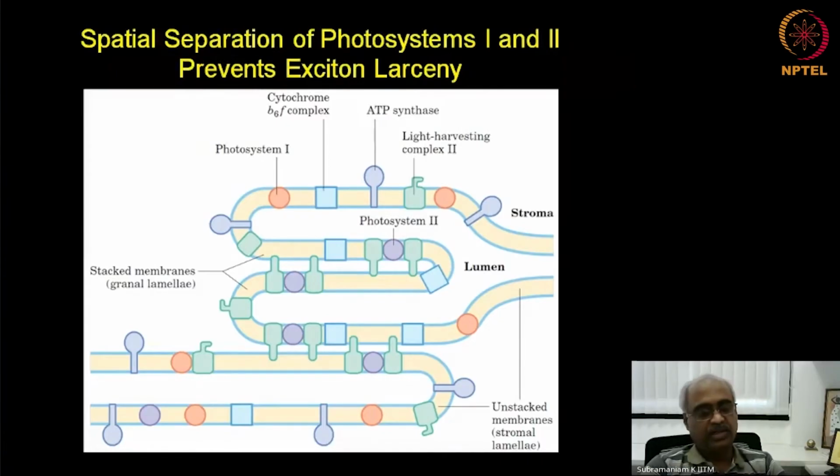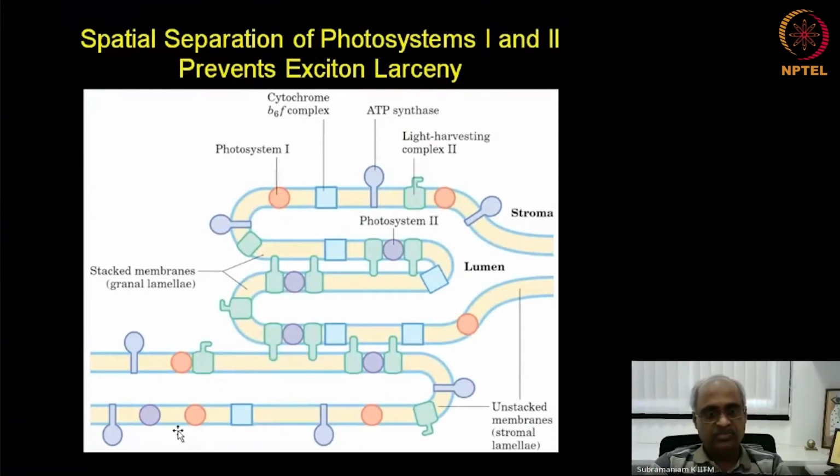So then the third, we will move on to actually synthesizing a carbohydrate molecule by taking the carbon dioxide. So that is the carbon assimilation reaction. So first, let us look at the photosystem 1 and photosystem 2.